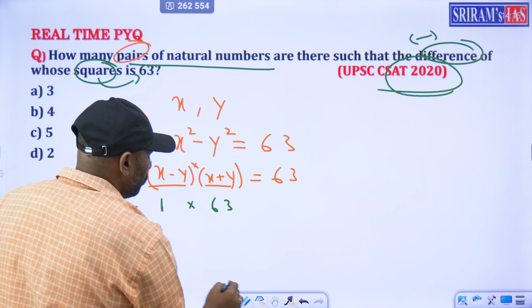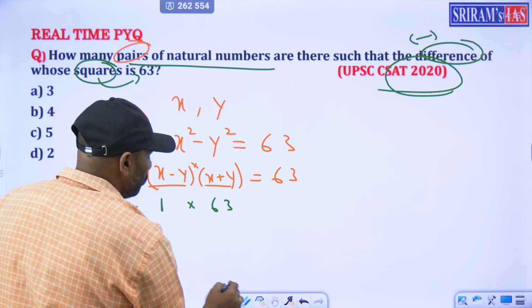So 3 different pairs are there. So apart from this there is no other pair. That is the whole game. So 1 into 63 gives 63, 3 into 21 gives 63, 7 into 9 gives 63.